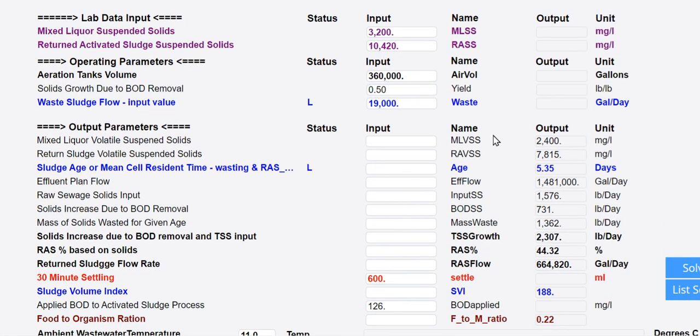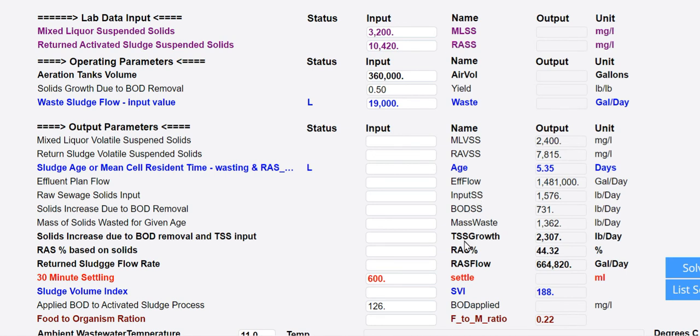The application calculates out the 2400 based on the volatility and the 7815. It calculates out a sludge age of 5.35 days based on the effluent suspended solids and the wasting. The effluent flow is obviously that minus the wasting, and then it does the mass calculations for the solids in the waste and the solids of BOD and the mass of suspended solids.